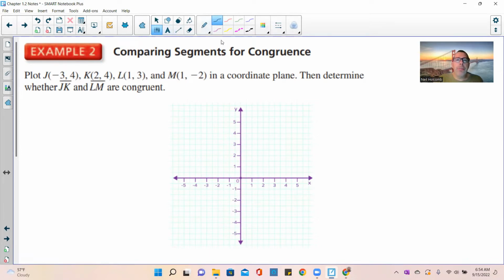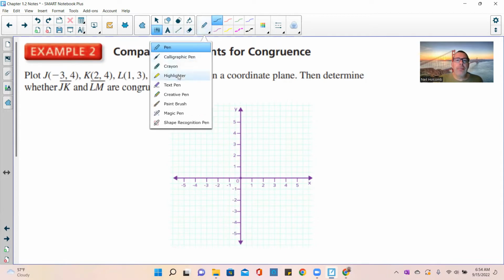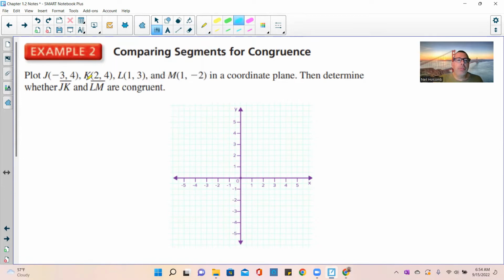That's what congruent means. The first thing I'm going to do is switch to my highlighter, and I'm going to use blue. It says to plot J, K, L, and M, these 4 points, in a coordinate plane. So I have a coordinate plane here. Then determine whether segment JK and LM are congruent.